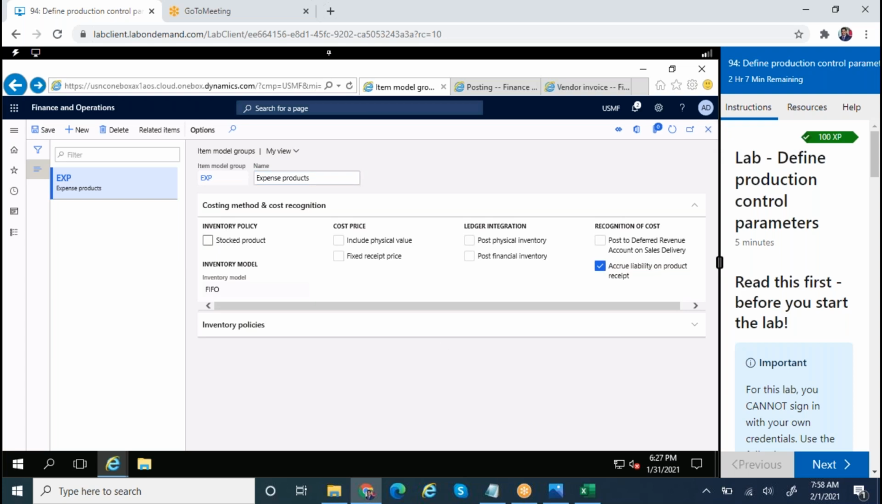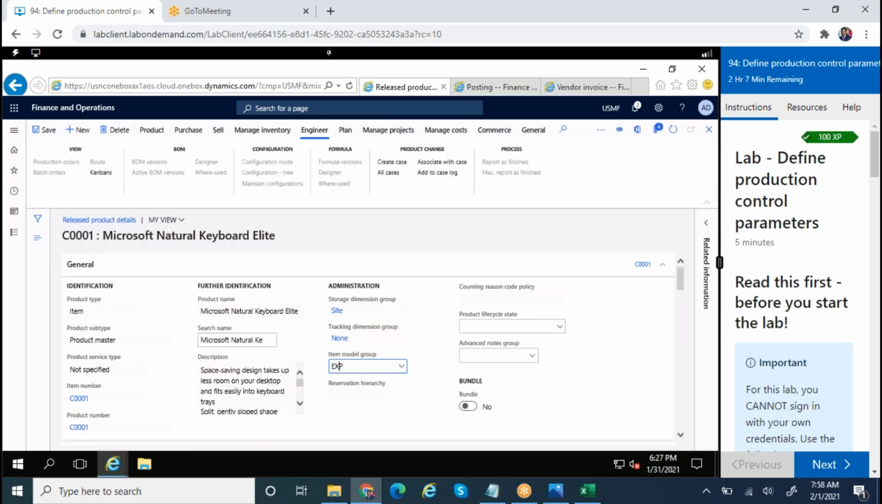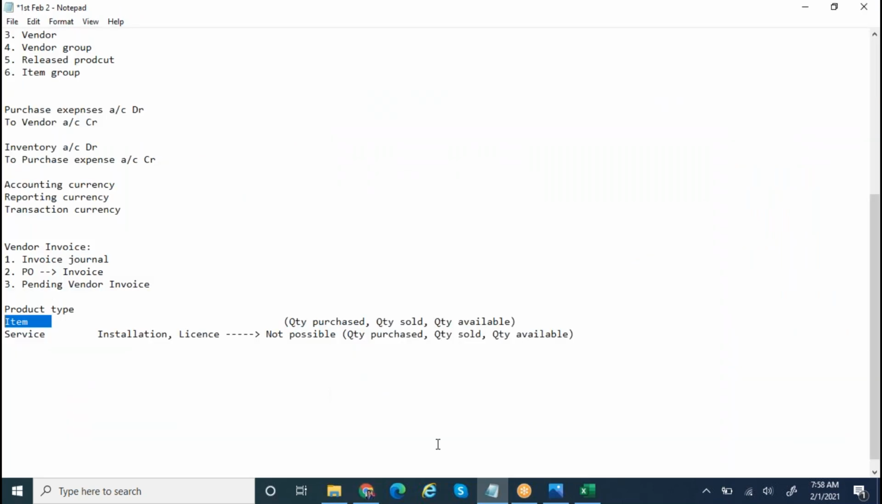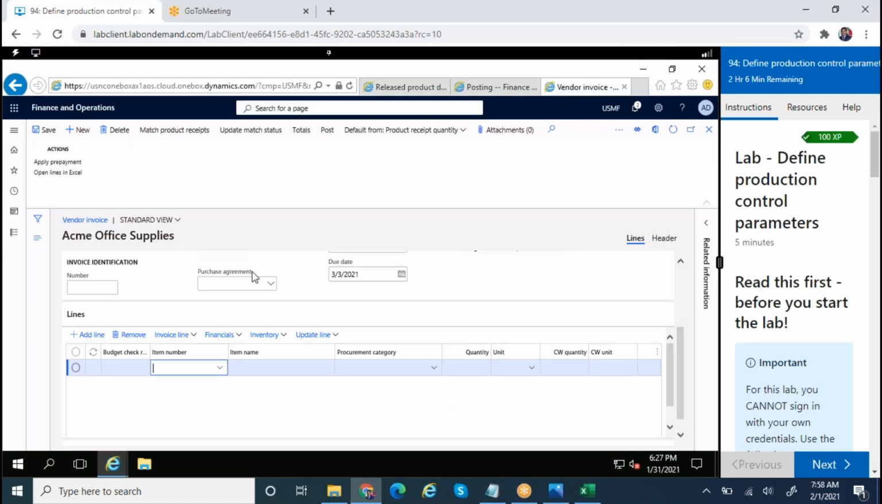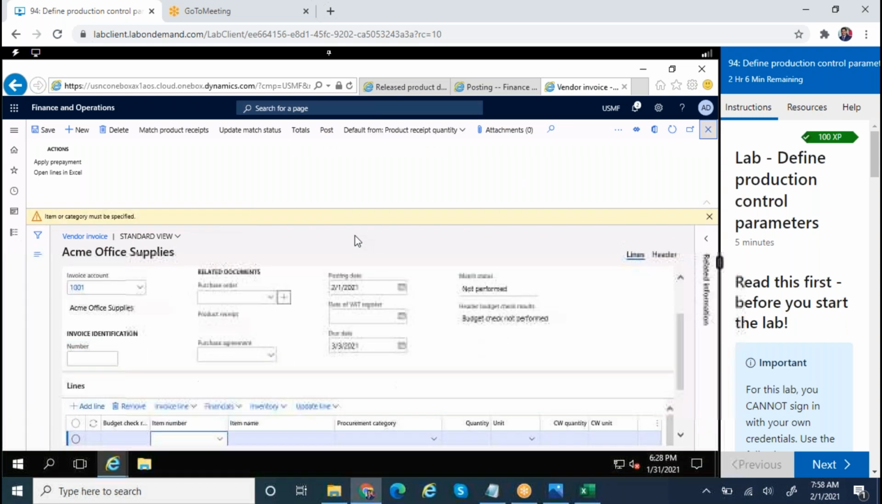Then we can use it for service items. 99% of scenarios will map it as non-stocked product. Sometimes it may be stocked product. So here my intention is non-stocked product. We can use this in the pending vendor invoice. So this pending vendor invoice, from where can we create it? Let me map some items.